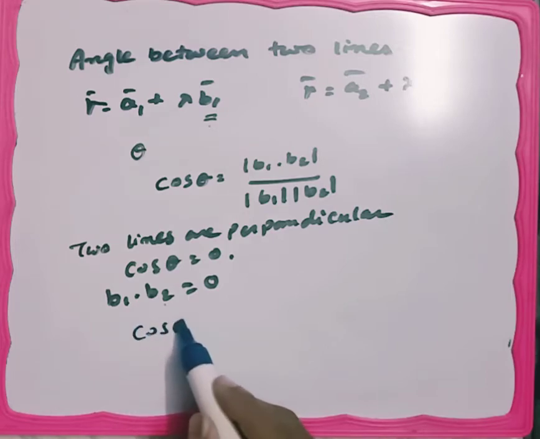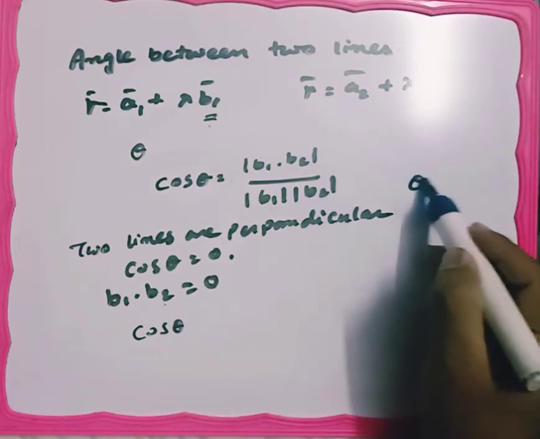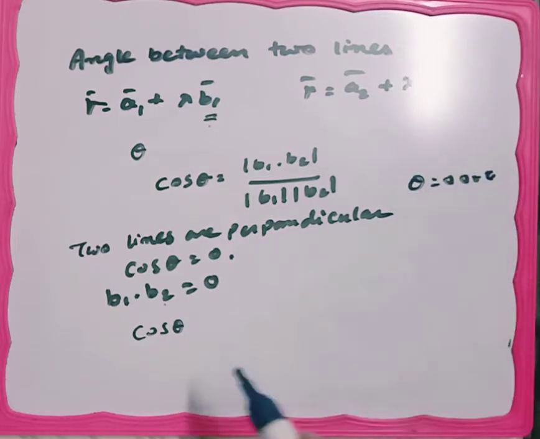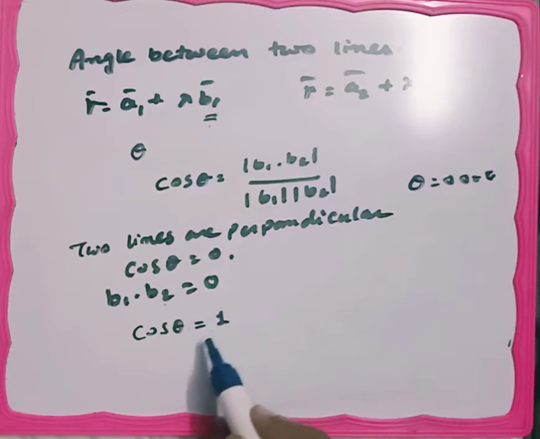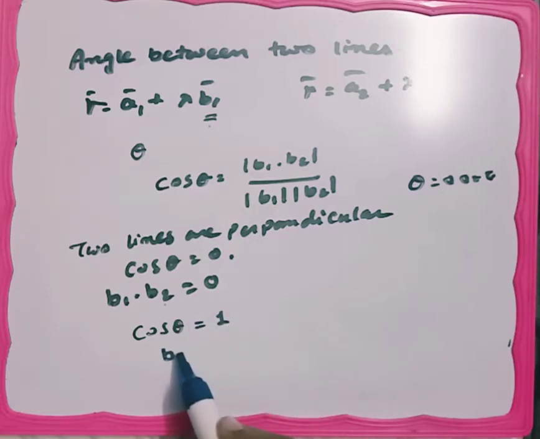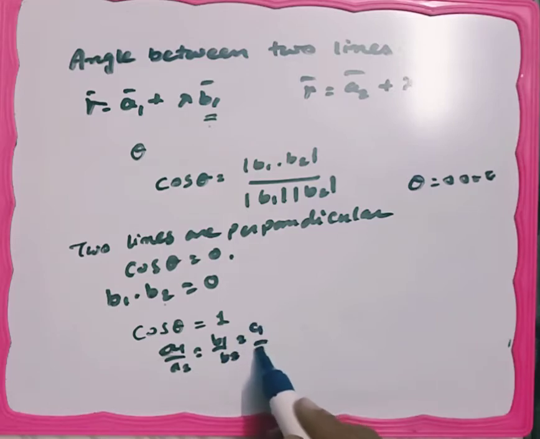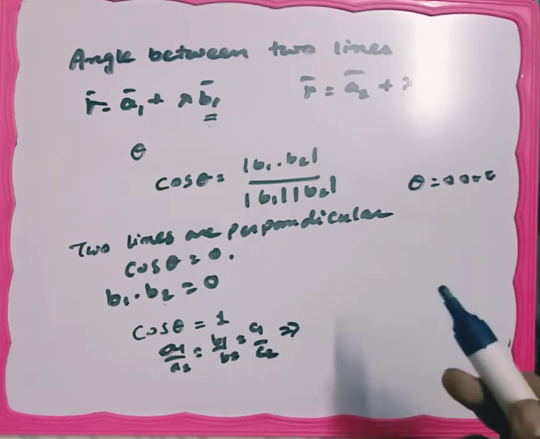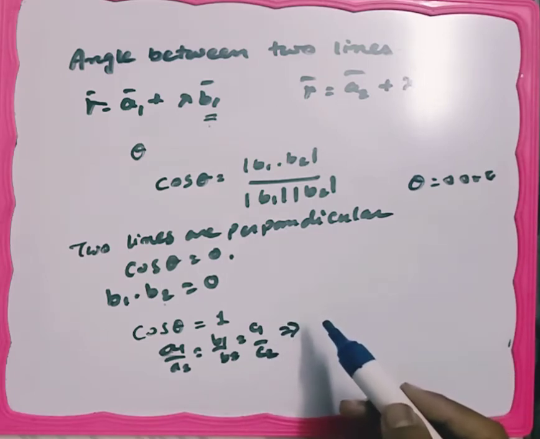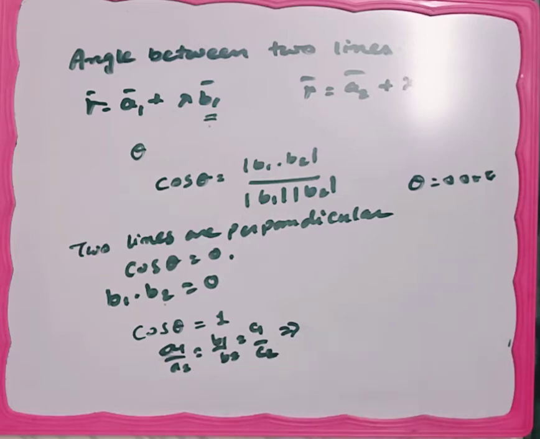theta equals 0 or pi, then cos theta equals 1, and it becomes a1 by a2 equals b1 by b2 equals c1 by c2. And so we can say that the two vectors are either collinear or in the same direction.